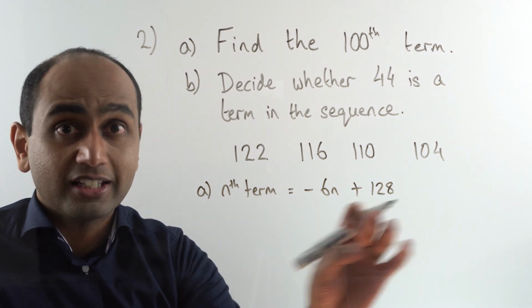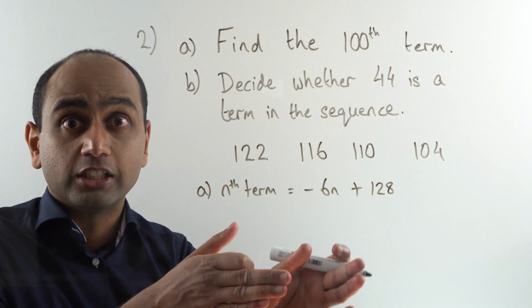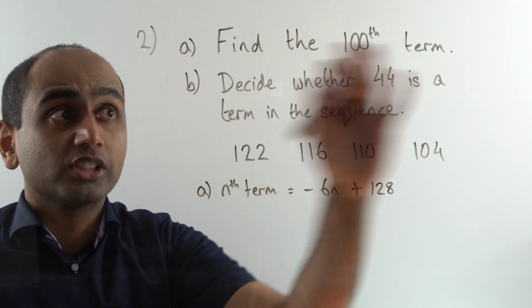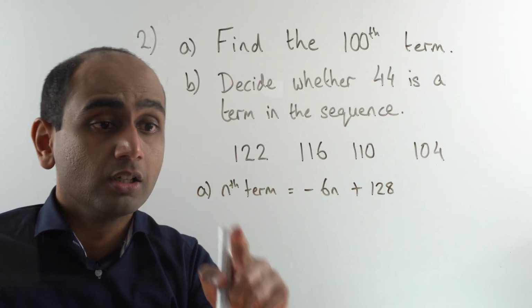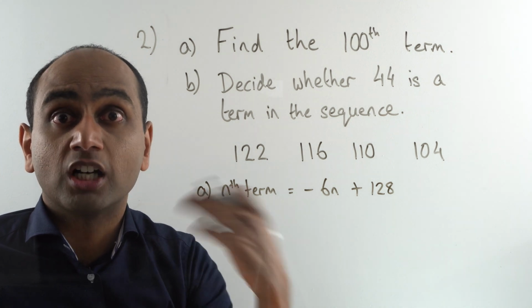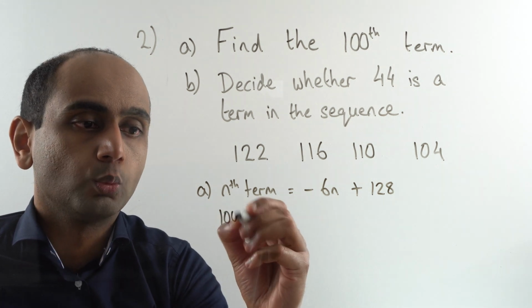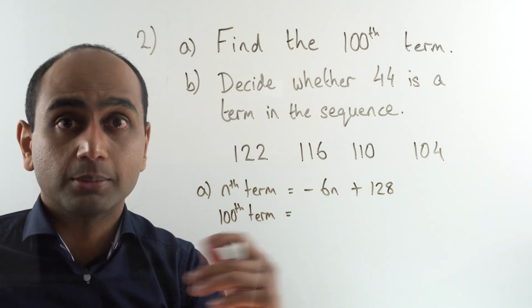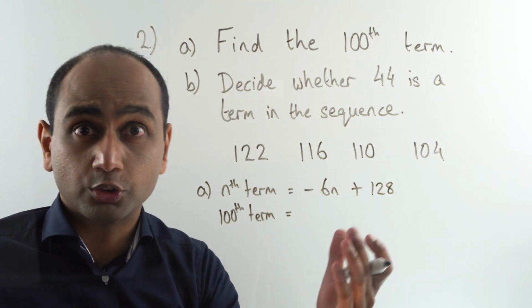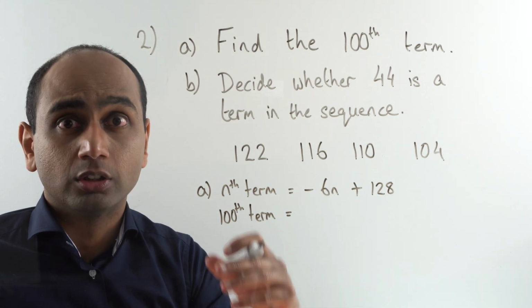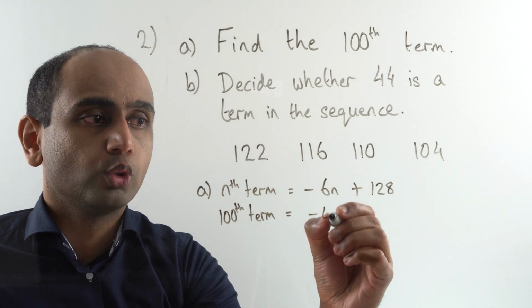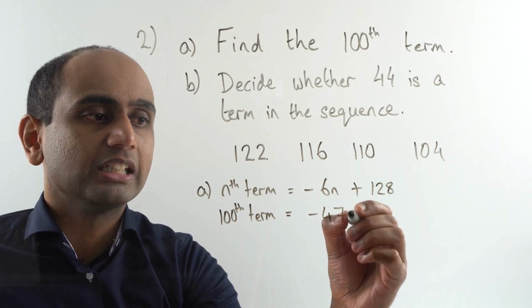If you're not sure about getting this, you need to go back and watch the first video in this particular topic. Now, the question was asking us for the 100th term, so we need to just substitute n equals 100. The 100th term would simply be negative 6 times 100, which is negative 600. And then we need to add on 128, which would give us negative 472.